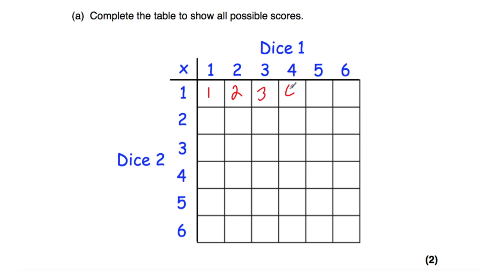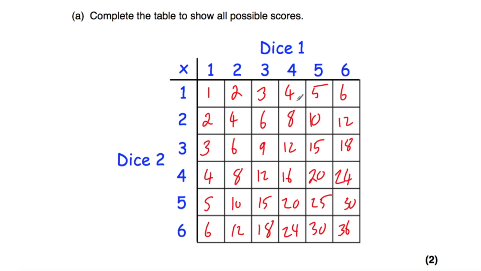4 times 1 is equal to 4. 5 times 1 is equal to 5. And 6 times 1 is equal to 6. Okay, if we got a 1 on dice 1 and a 2 on dice 2, 1 times 2 is equal to 2. If we got a 2 on dice 1 and a 2 on dice 2, 2 times 2 is equal to 4. And that's it, I filled out all the possible scores. Obviously the largest one being 36 because 6 times 6 is 36.